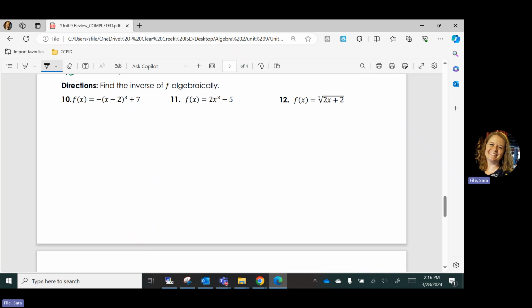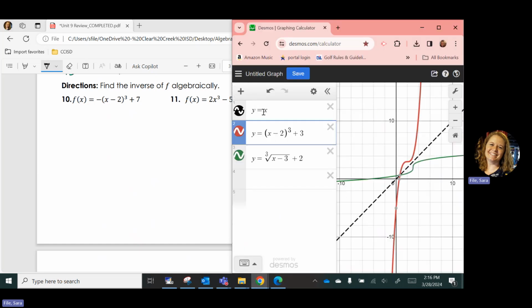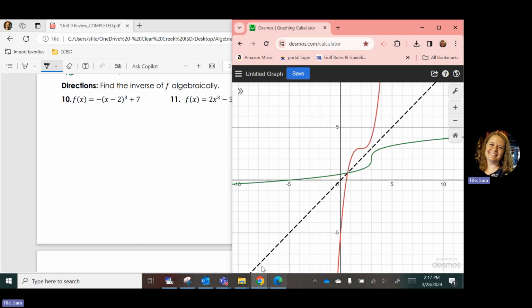And again, if it was a multiple choice question on the test, you can still do it graphically. You can plug this in and then plug in answer choice 1 and see if they're inverses. If they're not, erase answer choice 1 and try answer choice 2. See if those are inverses. But always, when you're checking for inverses, I like to keep that line y equals x in there as the dashed line to make sure I can see that it's reflecting across that.